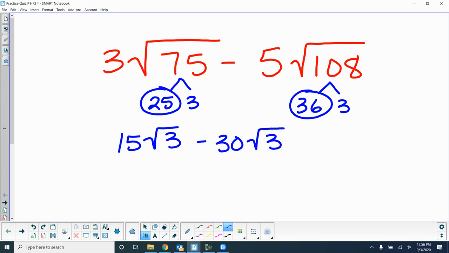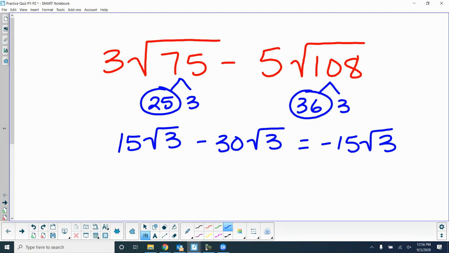Now I have like radicals, so I can actually subtract. And that would be equal to negative 15 radical 3. Okay, so just a little warm up. These types of problems seem to be the ones that give us the most problems. Any questions?